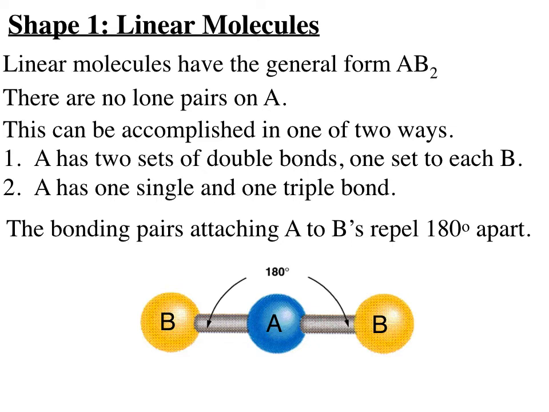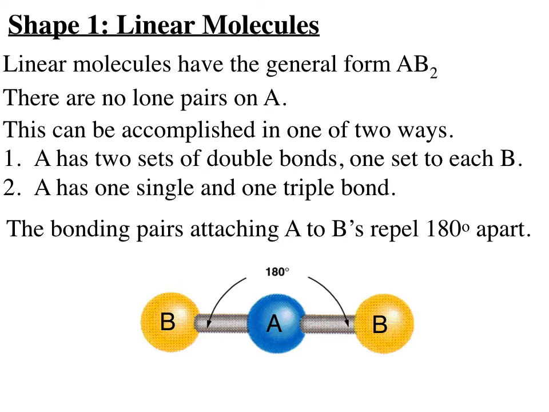So in this particular instance then, if I'm going to have a linear molecule, it will have a formula AB2, and there are no non-bonding pairs of electrons on A. That's what makes it linear. If there were non-bonding pairs of electrons, the bond pairs would be pushed apart from being straight out from one another.